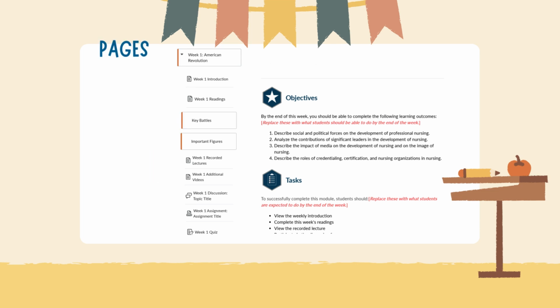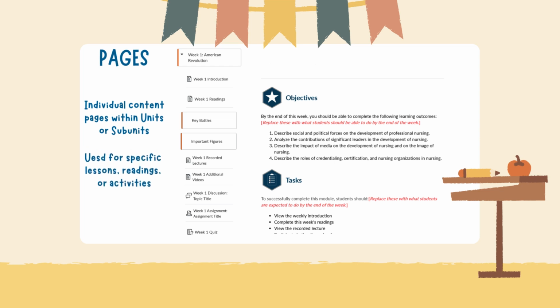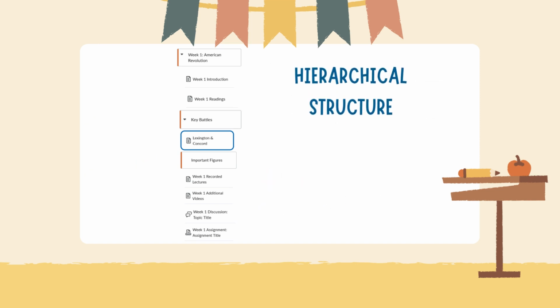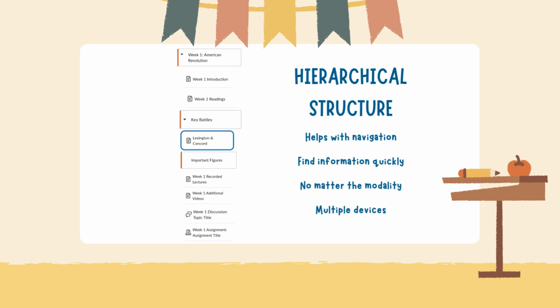Finally, we have pages. Pages are individual content pages within units or subunits and are used for specific lessons, readings, or activities. For example, within the subunit on key battles, you might have pages for each battle with detailed information and resources. This hierarchical structure helps students navigate your course more easily and find the information they need quickly, no matter the modality or the device used to access the course.